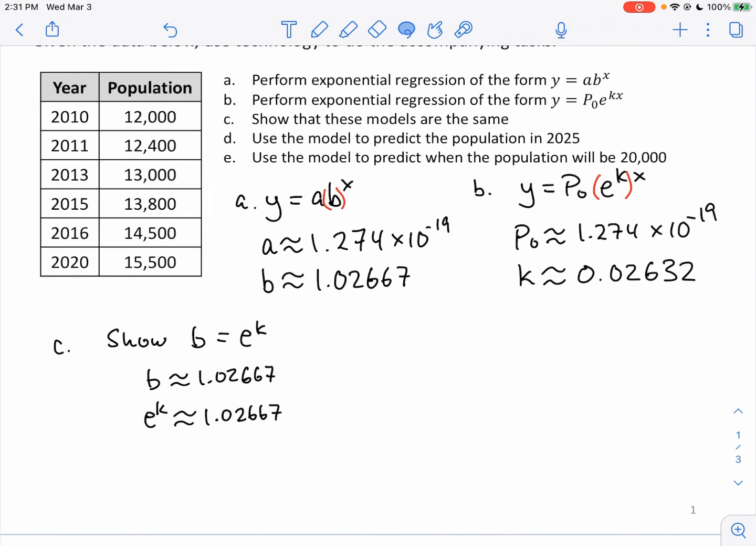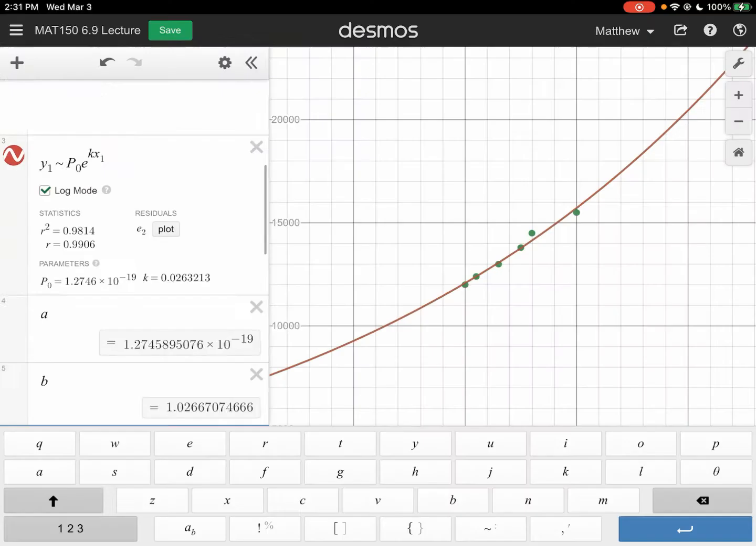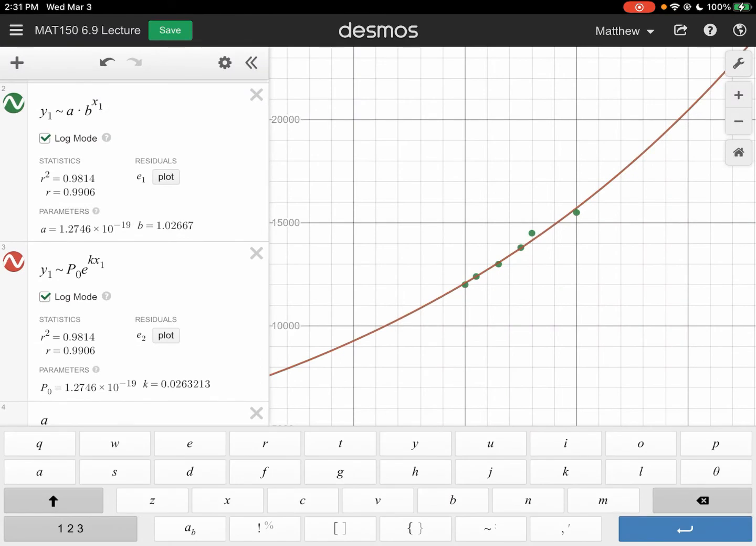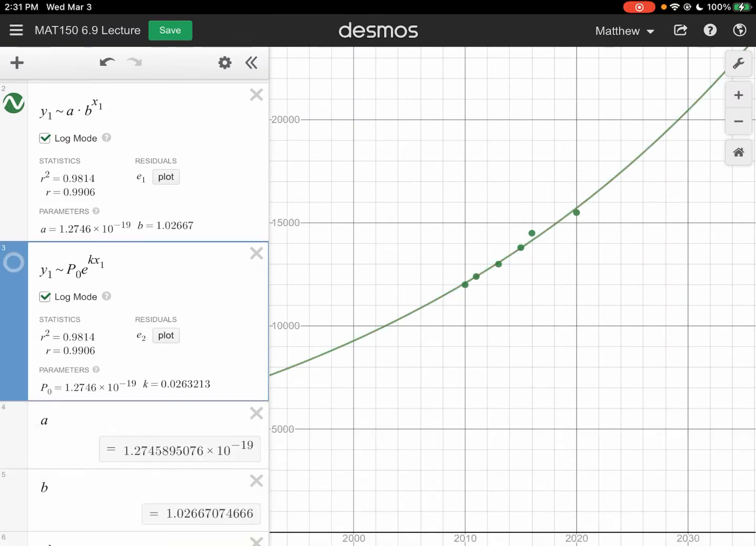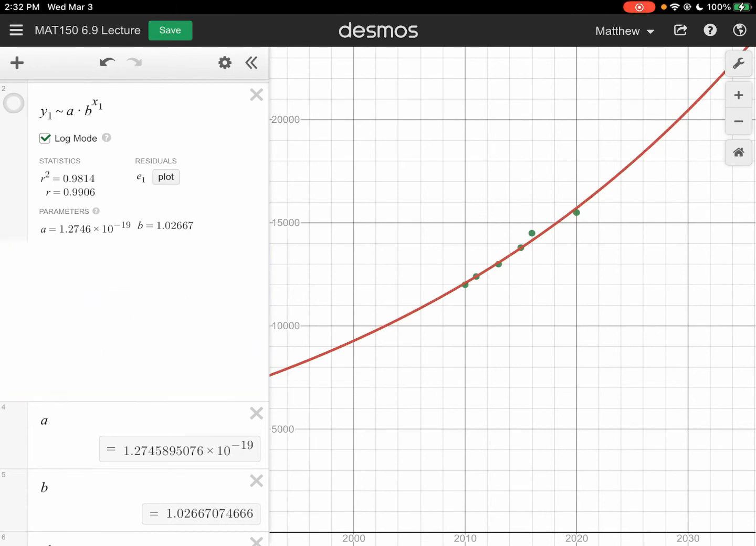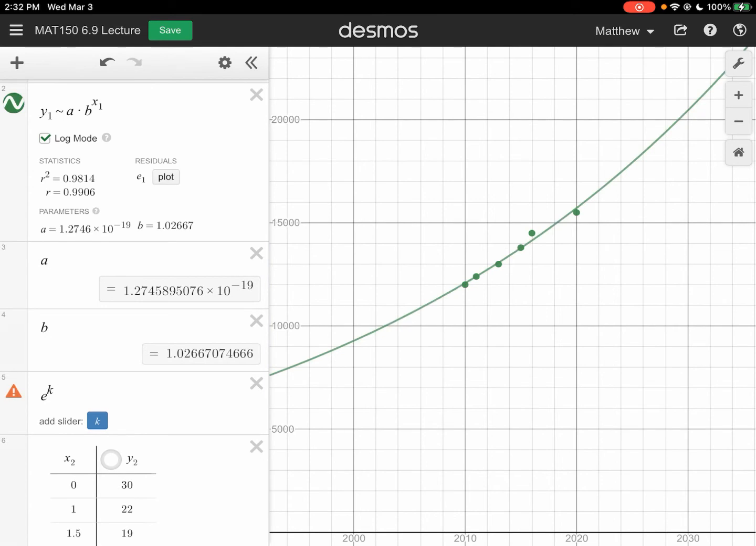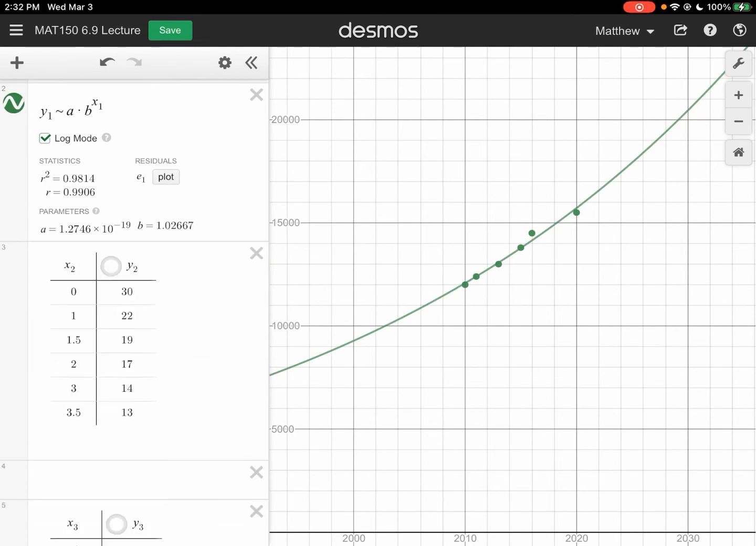Now part D is to use the model to predict the population in 2025. Okay, so we have two different models here. One is green and one is red. If I hide the red one, you can see that the graphs even look alike, another confirmation that we are in fact looking at the same curve. Doesn't really matter which one I use. Let's go ahead and just keep the first one. So I'm going to X out this second one and just keep the first one and reveal it. I don't need this e to the k, I don't need this, and I don't need that any longer.